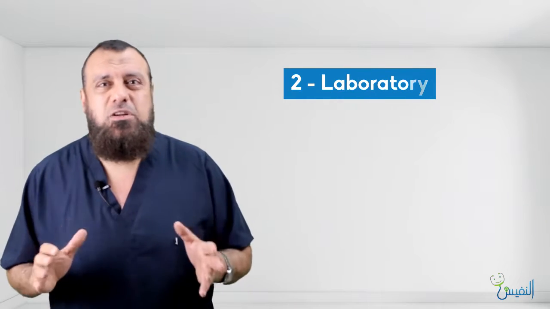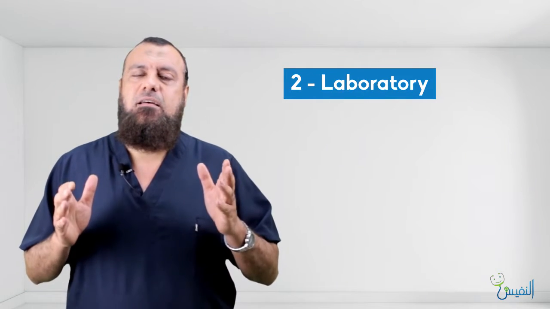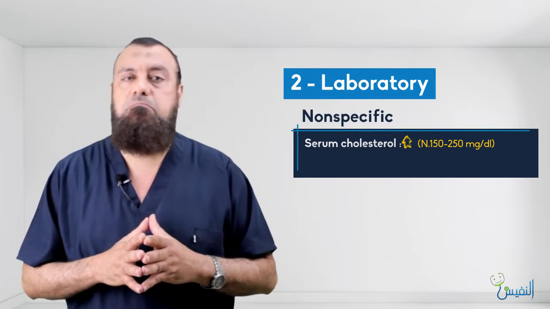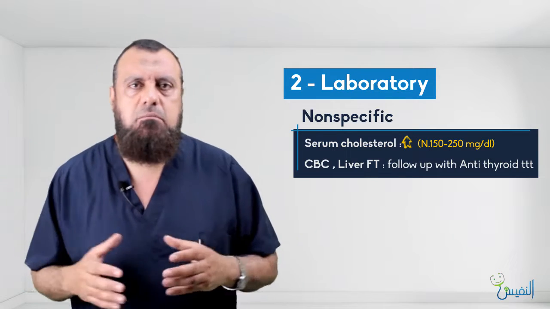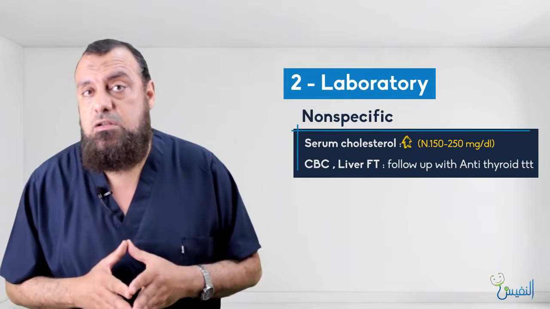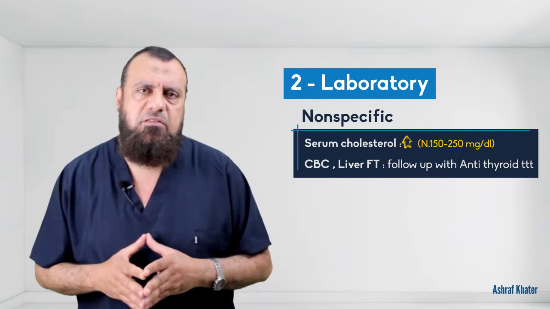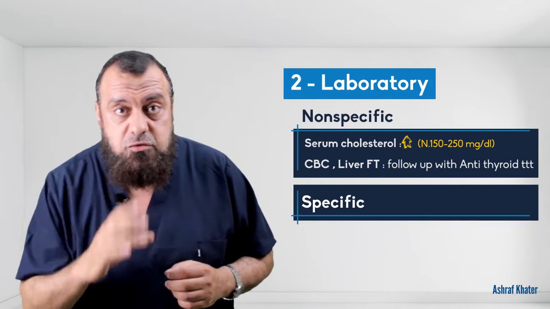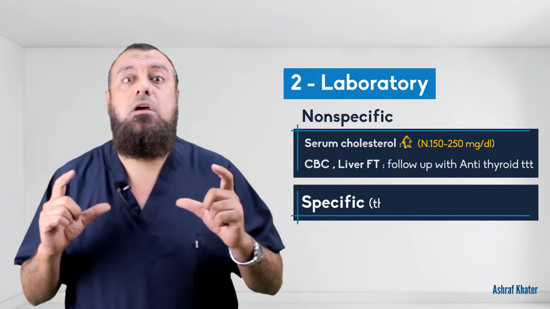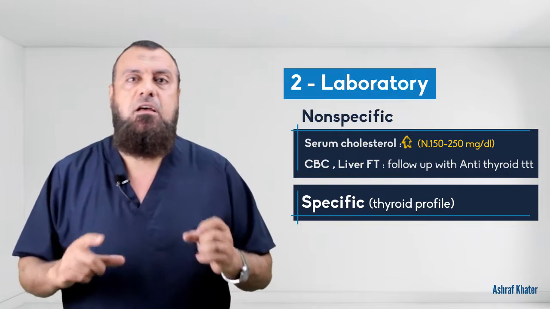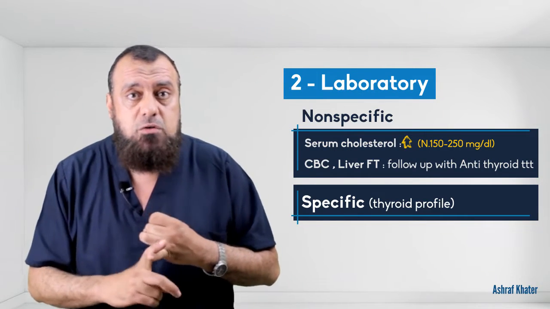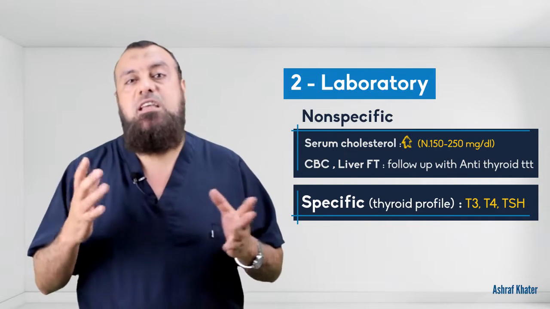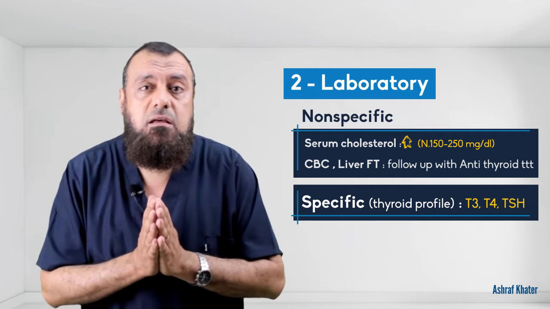Number two, laboratory diagnosis. There are non-specific investigations, for example, the serum cholesterol, the blood picture, the liver functions. For example, for follow-up of the antithyroid treatment, it may increase the liver enzymes. But the specific laboratory investigation is what we call the thyroid profile. Thyroid profile means assessment of free thyroid hormones, T3 and T4, and assessment of the TSH, and we will see how to proceed with the thyroid profile.